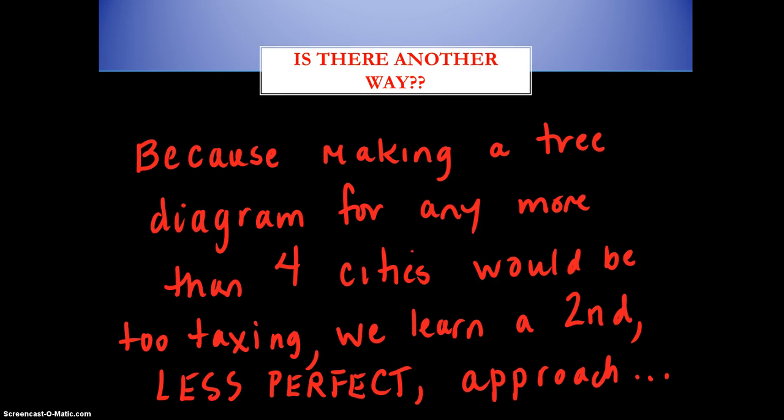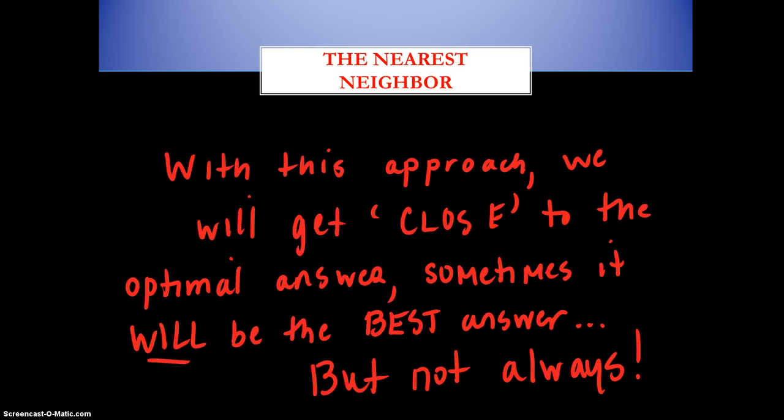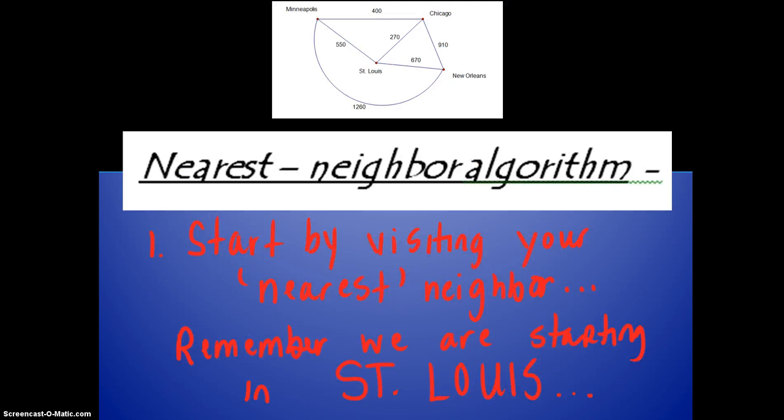So there is a second method that they came up with, and it's called the nearest neighbor. Now the thing about this method is that you're not guaranteed to always get the best answer, but you will get something close to the best answer. So here's how the nearest neighbor works, just like you would expect.